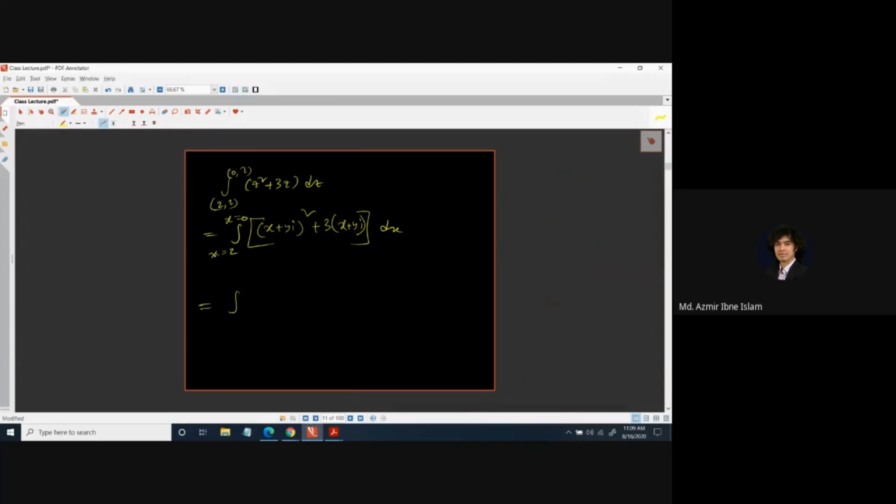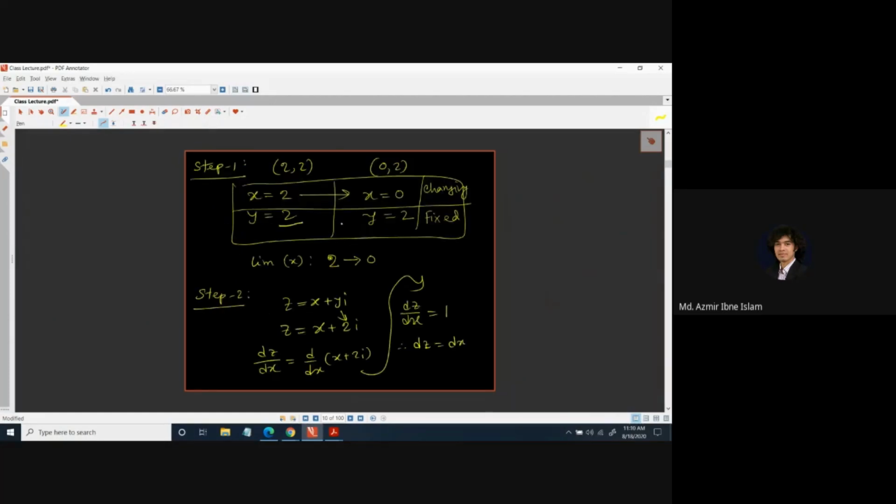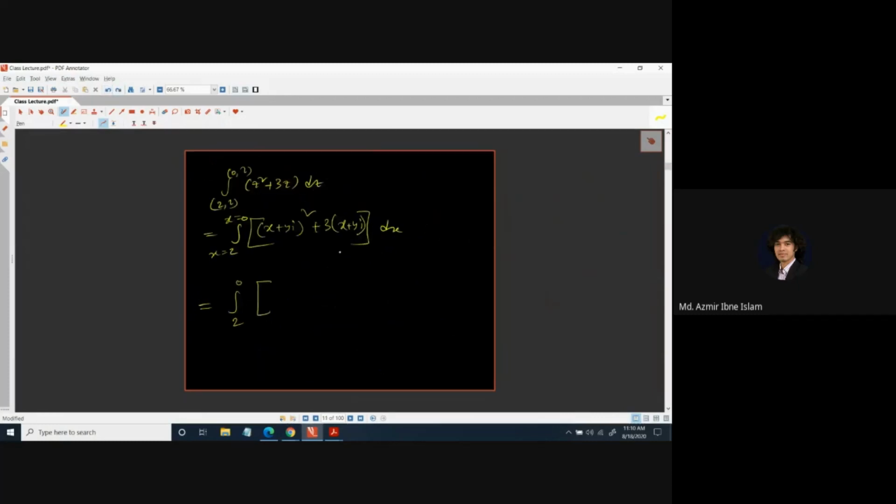So once we have mentioned x equal to 2, x equal to 0, in the next level we don't need to write it. We just can keep 2 to 0. Here we have the fixed value y equal to 2. So that means let's replace y with 2. So x plus 2i. So now we can easily integrate.